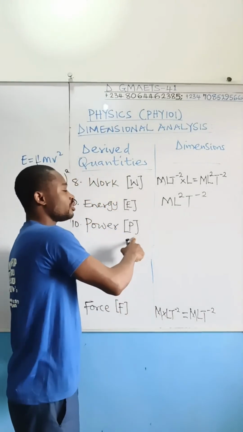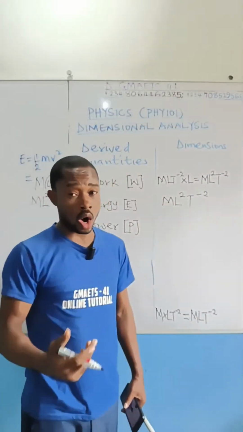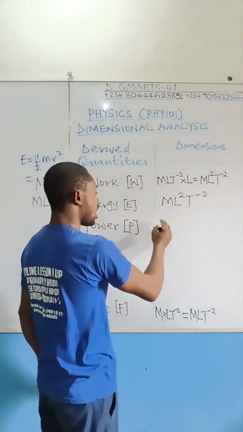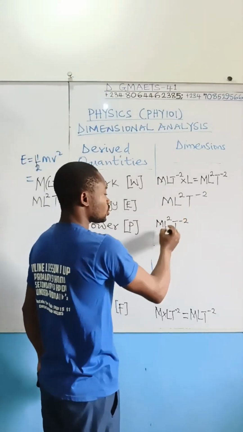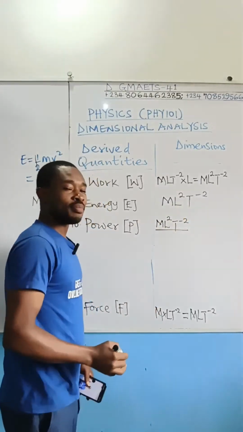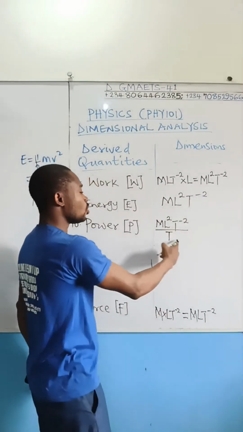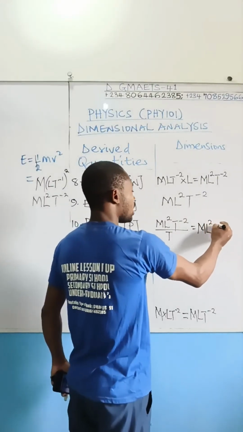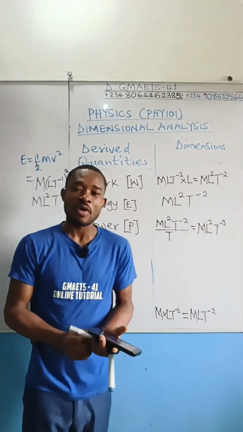If power is energy over time, the dimension of power will be obtained from the dimension of energy or work over what? Time. Now, what is the dimension of energy as we have already? M L squared T raised to the power -2. Now we are dividing by the dimension of time, which is T. If this T goes up, of course, you're going to get M L squared T raised to the power -3. This is the dimension of power.